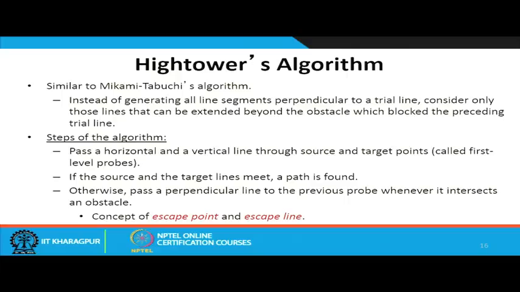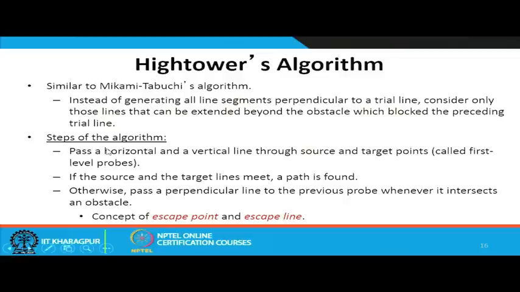Now this example we have shown. Okay, now you see this is an improvement over the Mikami Tabuchi algorithm. In the Mikami Tabuchi algorithm, along the lines I am looking at every grid point and I am running so many perpendicular lines along each of the grid points. What Hightower's algorithm says is that you need not run so many perpendicular lines; the number of lines can be drastically reduced. Okay, so very quickly let's see the steps.